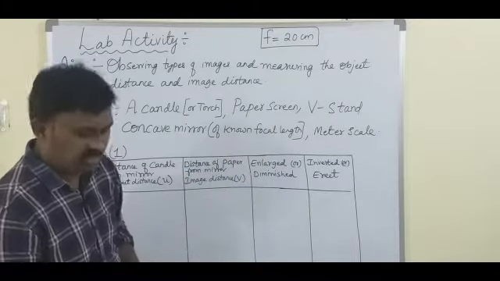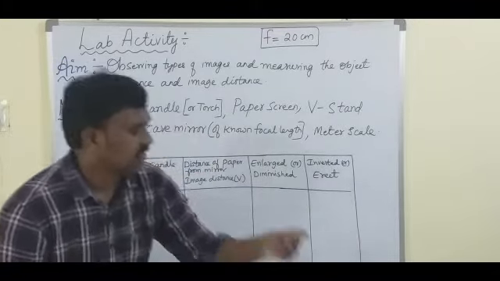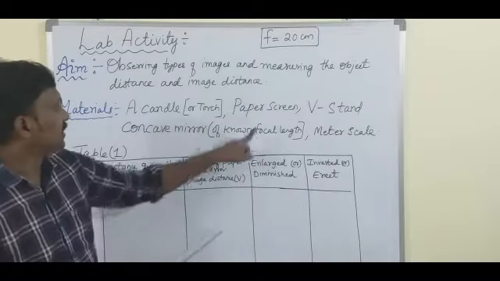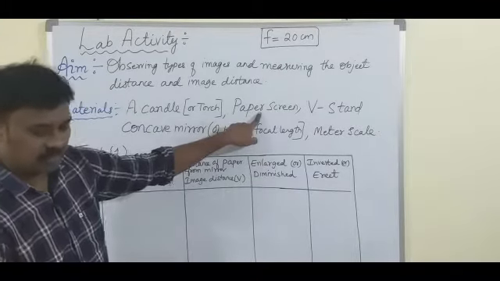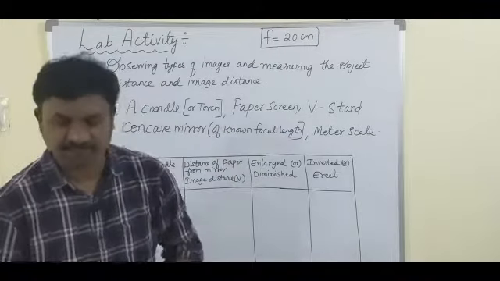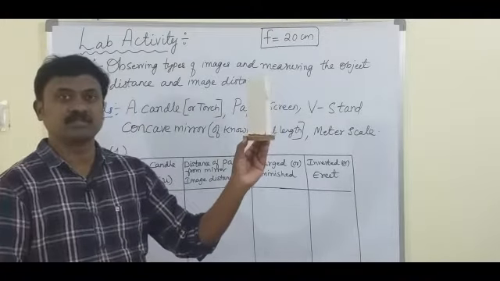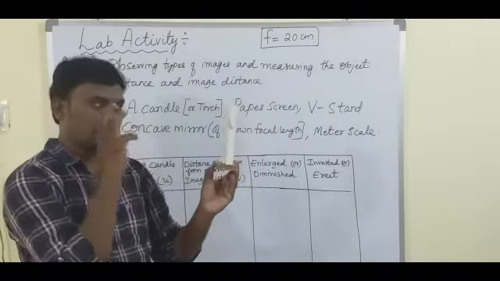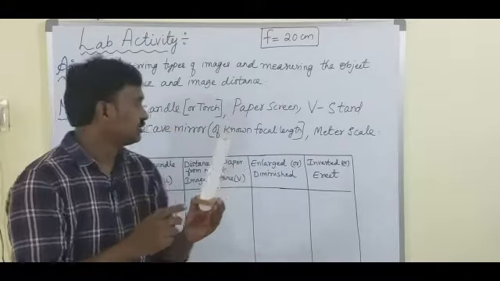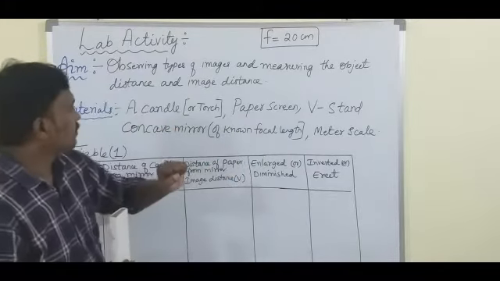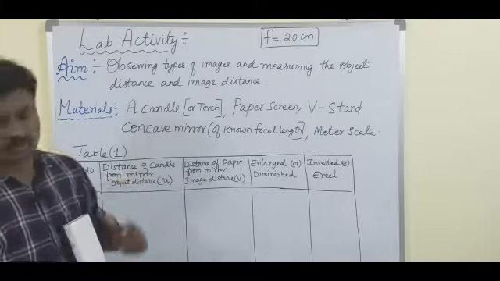Next, a meter scale. I have a meter scale here, and a paper screen. We are going to use a paper screen like this. This is a paper screen, children. This is used to catch the image. Next, we have a candle or torch.